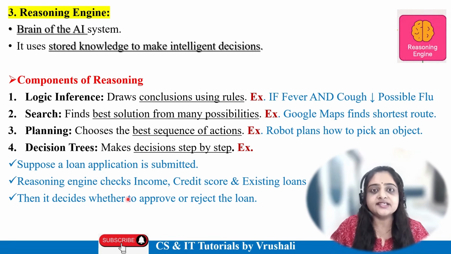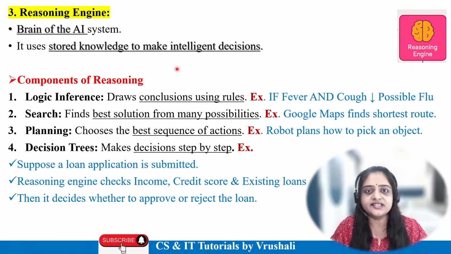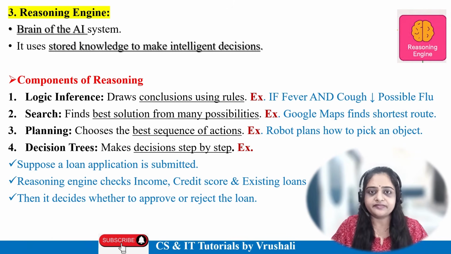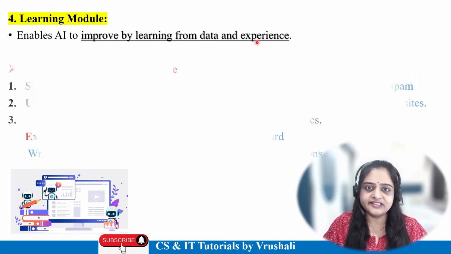They take the decision step by step as per the condition. And this whole process is called the reasoning engine. It uses stored information and makes a decision accordingly. Now, the next component is called the learning module. Your expert AI system is always learning from the data, from the information and from past experience.